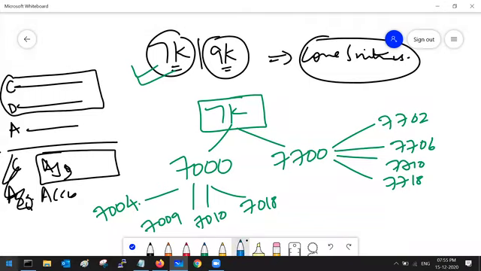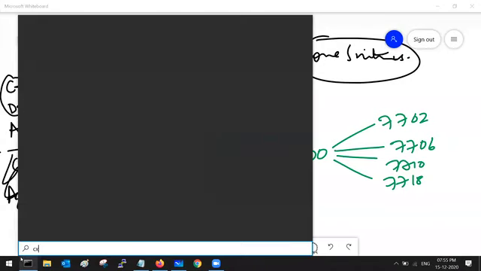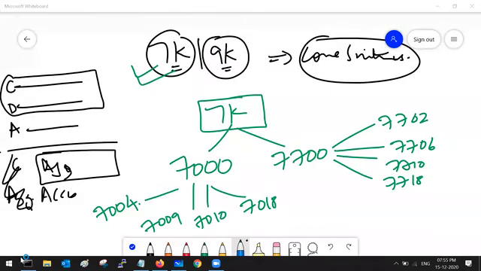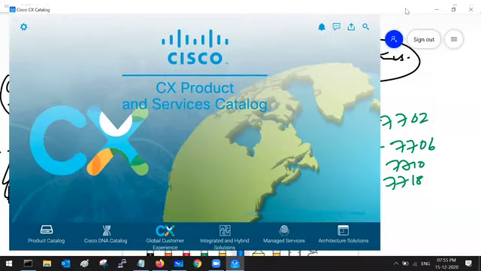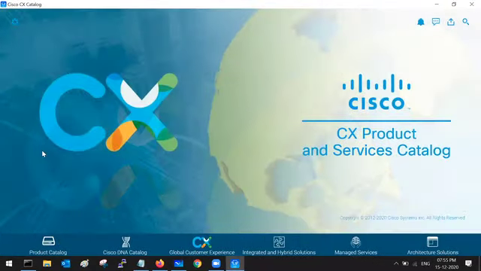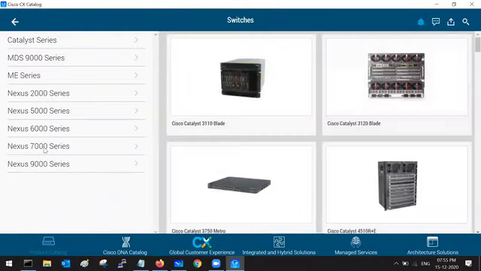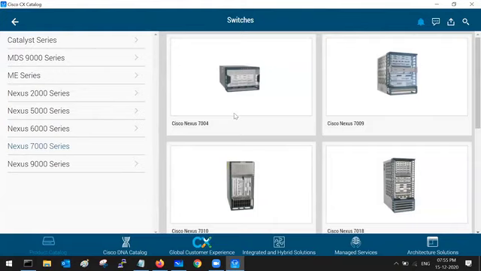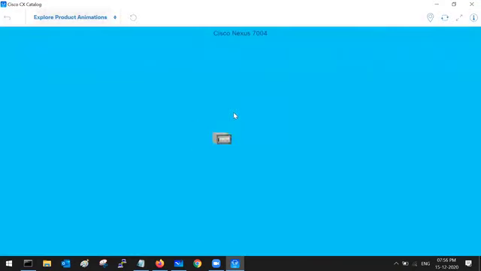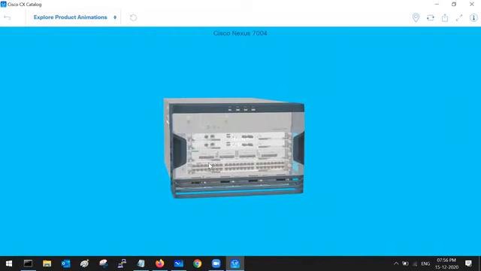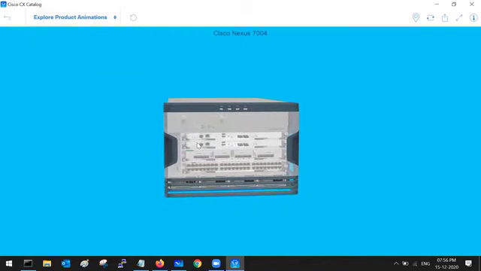Let us take a look at how exactly it looks like. So if I just go in Cisco Experience Catalog, and here if we take a look at the different models of Nexus 7K, so let us go to switches, 7000, 7004. So that's the very first model of Nexus 7K, guys. That's Nexus 7004. So if you take a look at Nexus 7004, this is a modular switch.